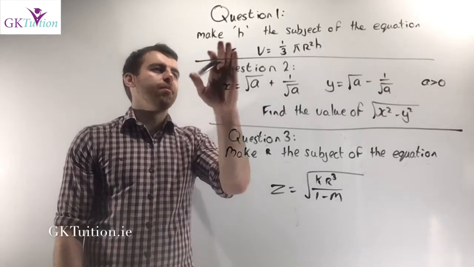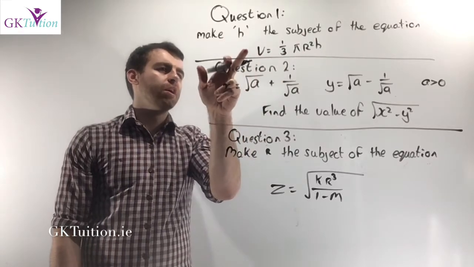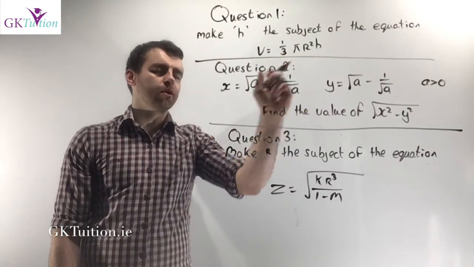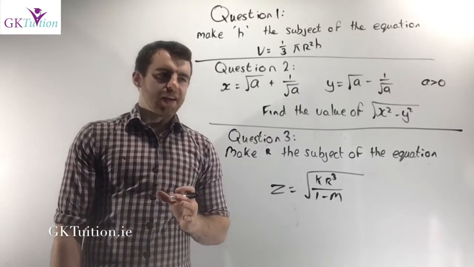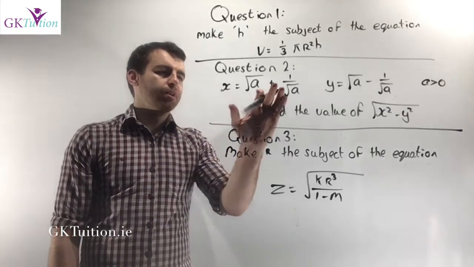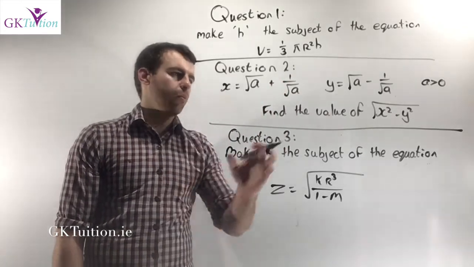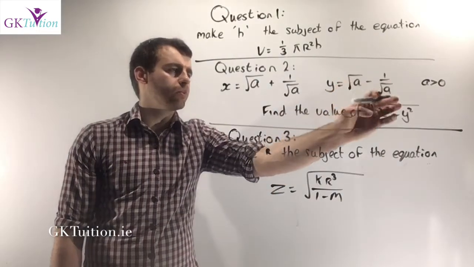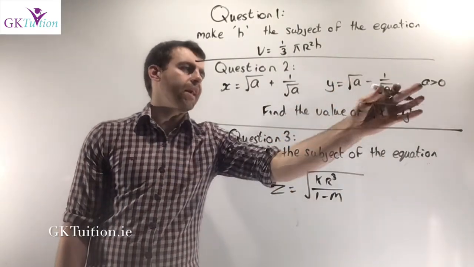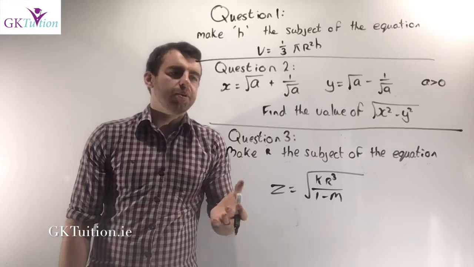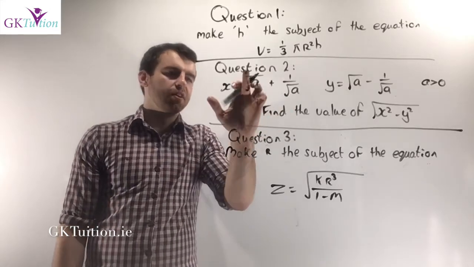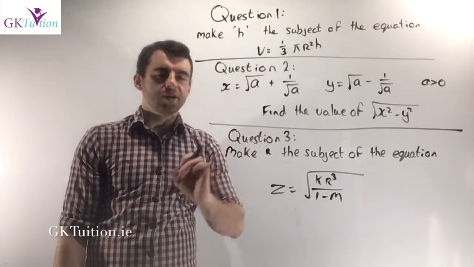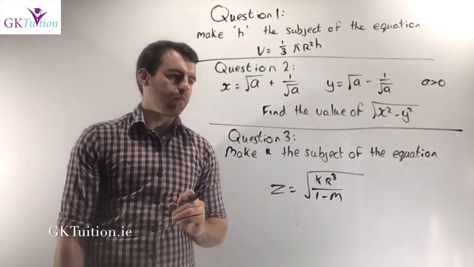The first one, I want you to make h the subject of the equation v is equal to 1/3 pi r squared h. The second one, I'm telling you that x is root a plus 1 over root a, while y is root a minus 1 over root a. I'm telling you that a is greater than 0 just simply because if it's in a surd, I need the square root of a positive number rather than the square root of a negative number.